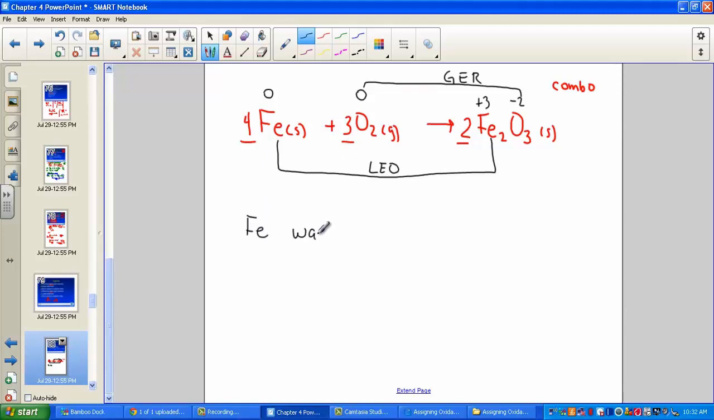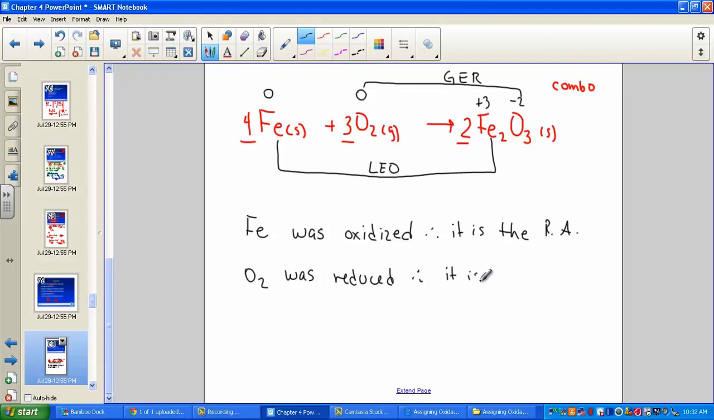Iron was oxidized, and therefore it is the reducing agent. And can I just write RA and we'll get that clear? Reducing agent. Molecular oxygen was reduced, and therefore it is the oxidizing agent.